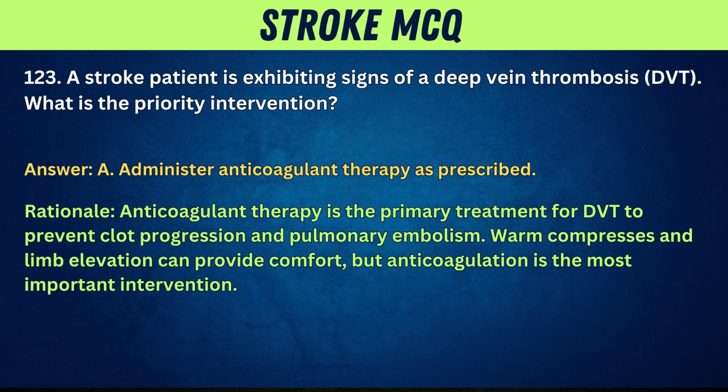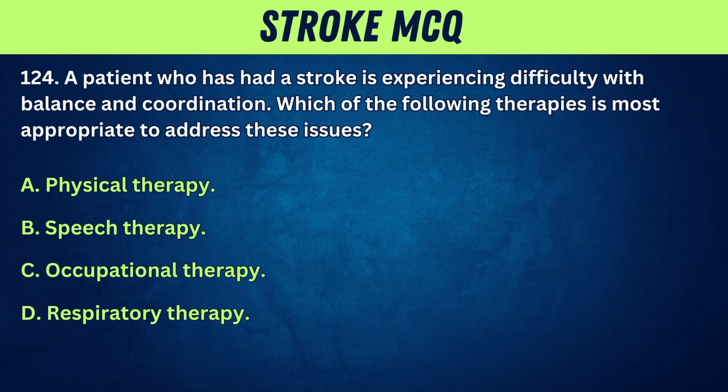Answer: A. Administer anticoagulant therapy as prescribed. Rationale: Anticoagulant therapy is the primary treatment for DVT to prevent clot progression and pulmonary embolism. Warm compresses and limb elevation can provide comfort, but anticoagulation is the most important intervention.